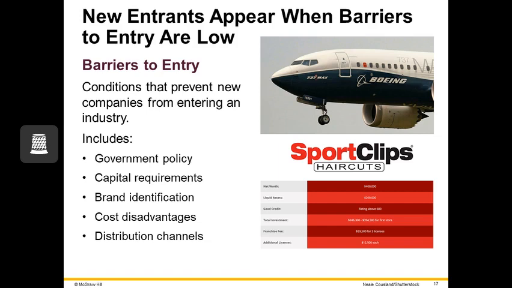We have capital requirements, which is basically, how much money do we have, right? So if we look at the airline industry, we have Boeing and we have Airbus, right?